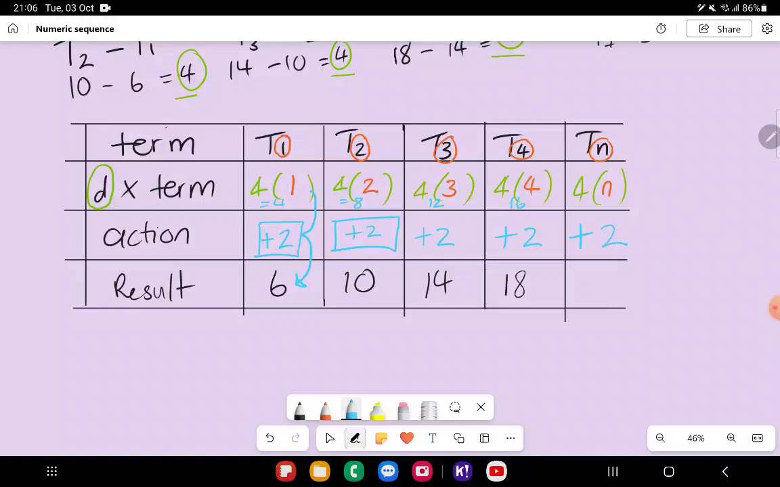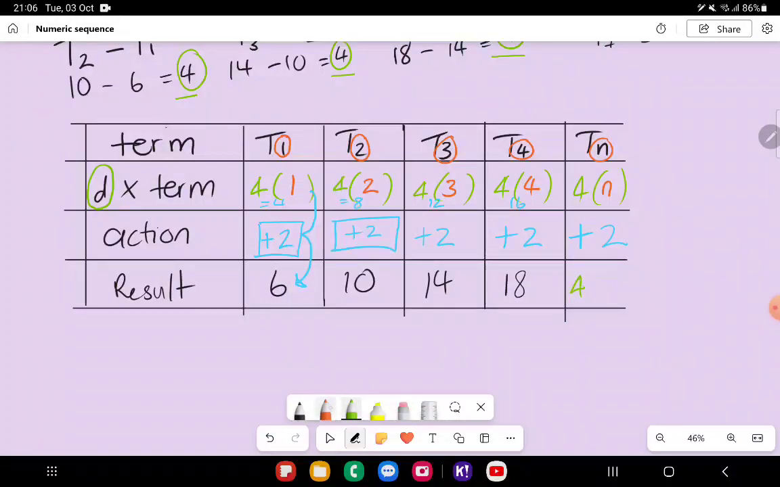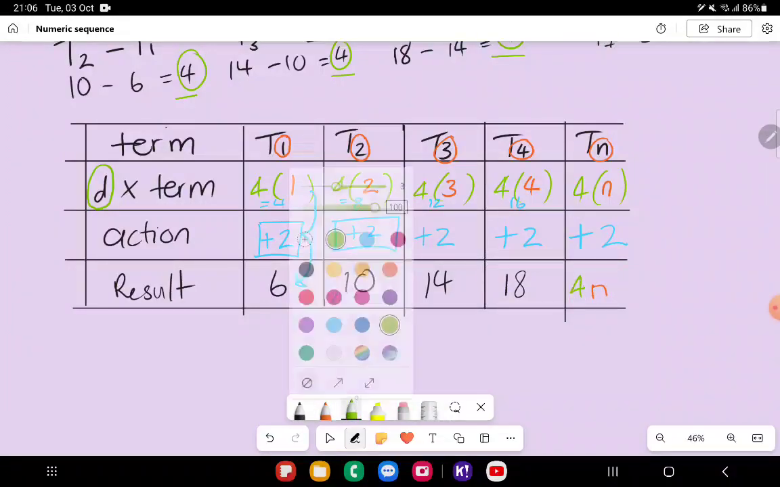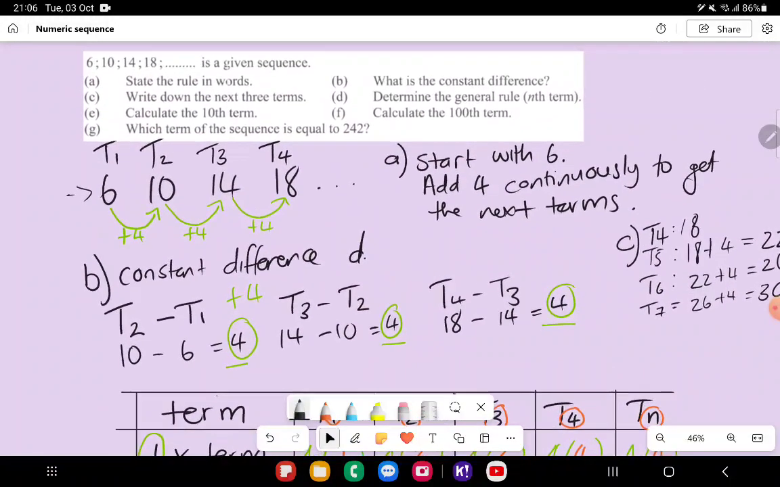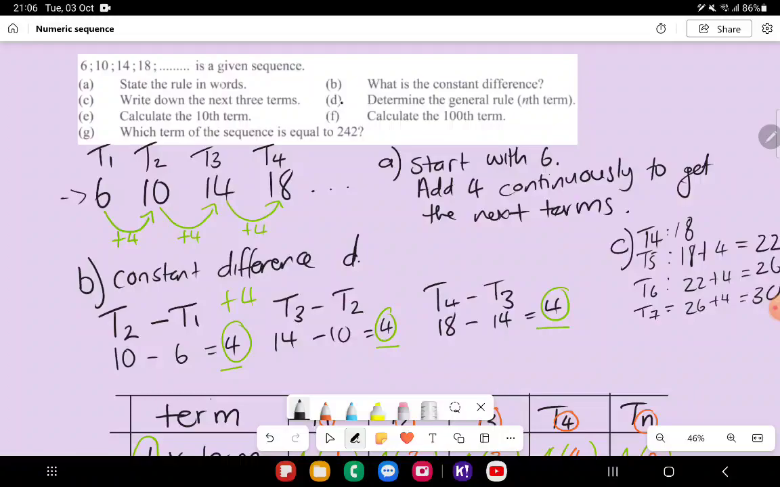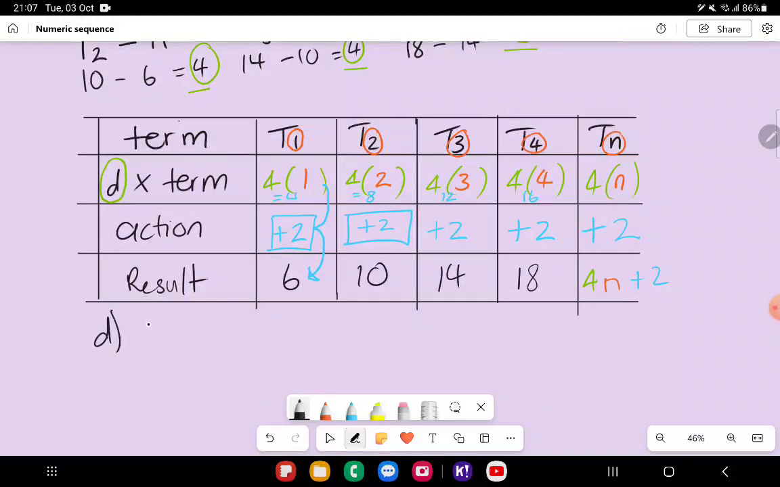Now I can write the result for term n. Term n is equal to 4n plus 2. And that's my final answer. So in order for me to answer question number D, what is the general rule? I create a table and then I answer and I say for D the answer is term n is equal to 4n plus 2.